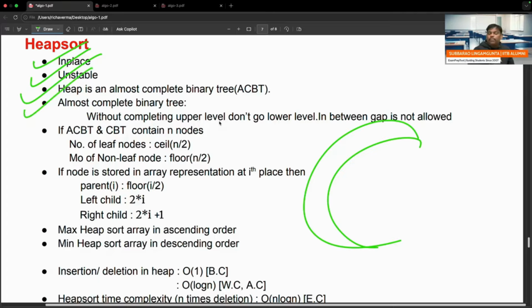Without completing the upper level, you cannot go to the lower level. In-between gaps are not allowed. That is the meaning of an almost complete binary tree. If an ACBT or CBT contains n nodes, the number of leaf nodes is the ceiling of n by 2.